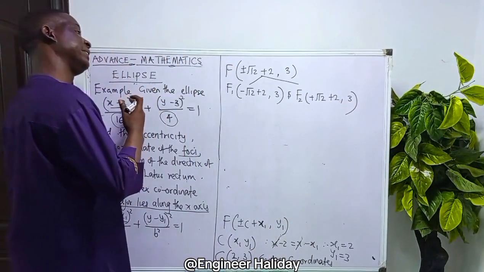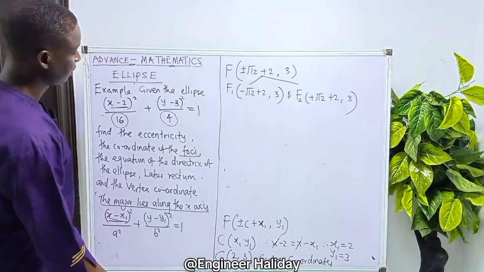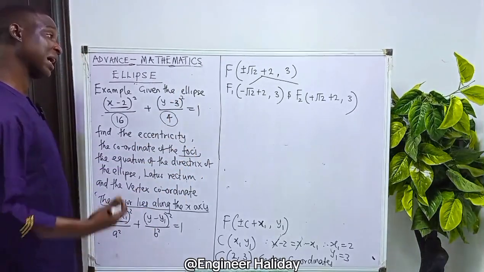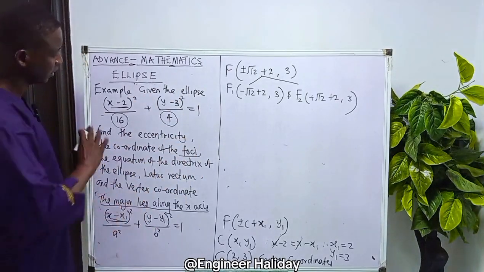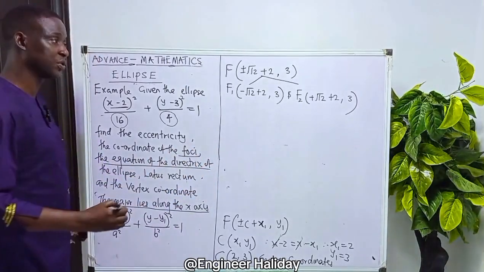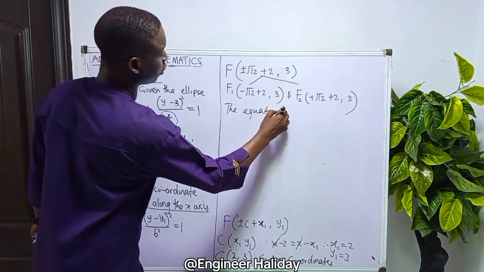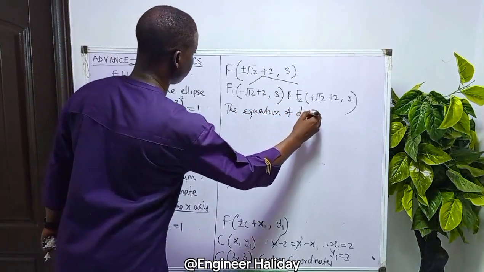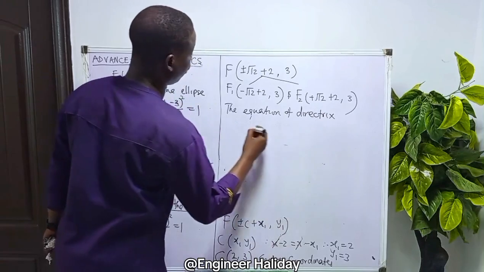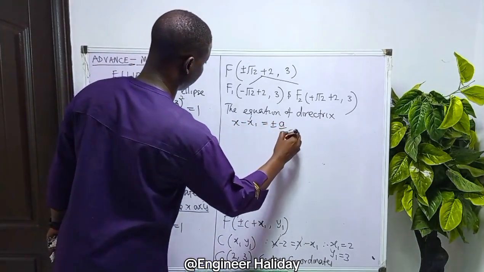One is on the negative side of the ellipse, one on the positive side. That means on the negative side, positive axis and negative axis of x. Now that is resolved. We go to the equation of directrix. To get the equation of directrix, if you remember, x minus x1 is equal to plus or minus a over e.